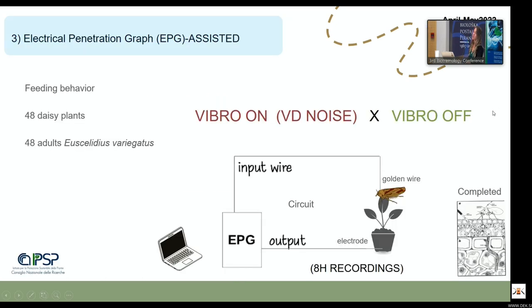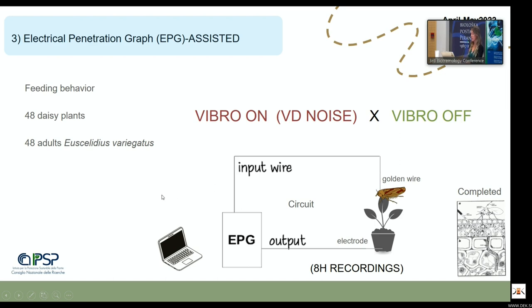And so there we could finally start our experiments. The first part was, as I said, the feeding behavior. We worked with the daisy plants and Euscelidius variegatus with EPG. So basically the system here is a circuit, and you have the insect connected with a golden wire and an electrode that is inserted in the plant. And this circuit is completed when the insect inserts the stylet inside the plant.